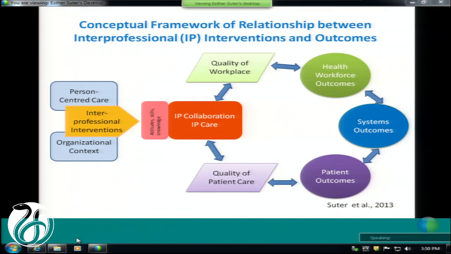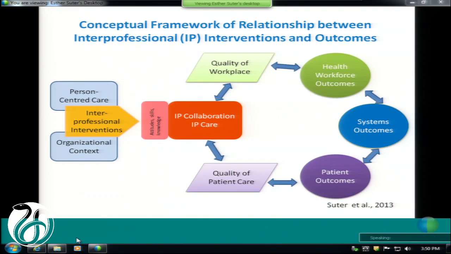Now, once you have changed behaviors, we like to think that we can influence two different pathways of outcomes. Towards the bottom, you see quality of patient care. So the idea is if you have interprofessional collaboration, if people work together, have better communication, you improve the quality of patient care, which ultimately leads us to better patient outcomes.